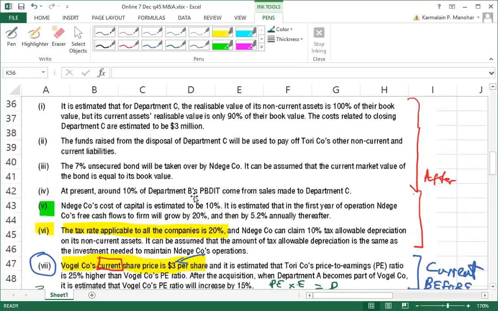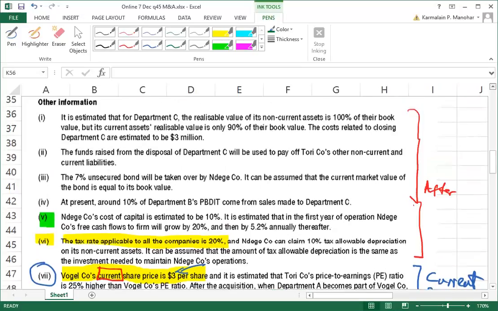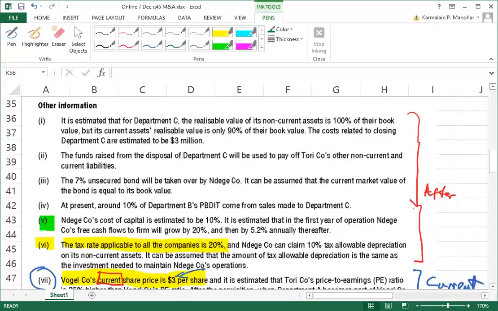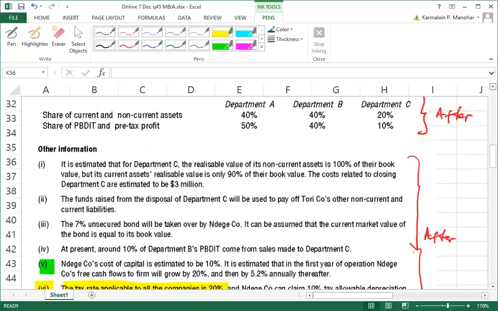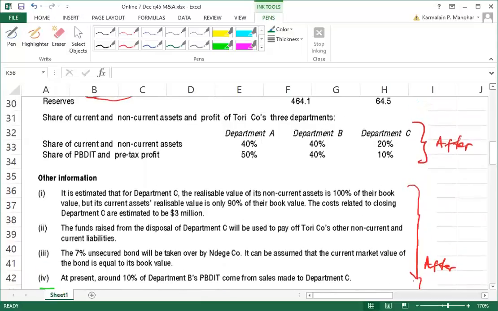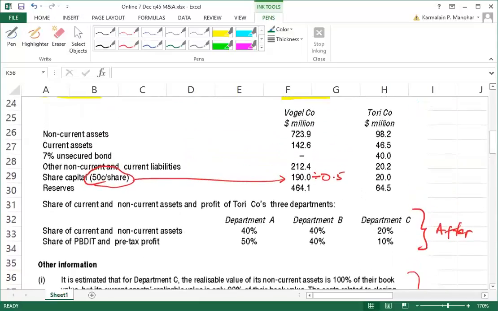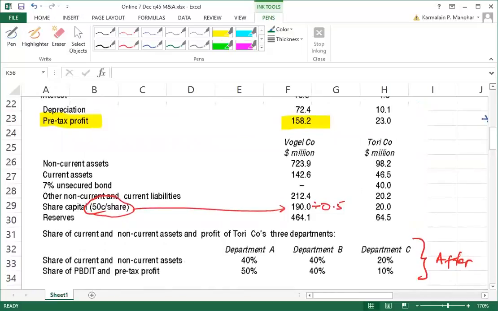At present, 10% of B's PBIT comes from sales made to C. If we're looking at this combined entity for now, the VCO after, don't think that'll affect V. Secured bond purchased by Inedge, taken over by Inedge, we'll pay up these things. Realizable value, and so on and so forth. None of that helped us with the earnings. What else is happening to our earnings?